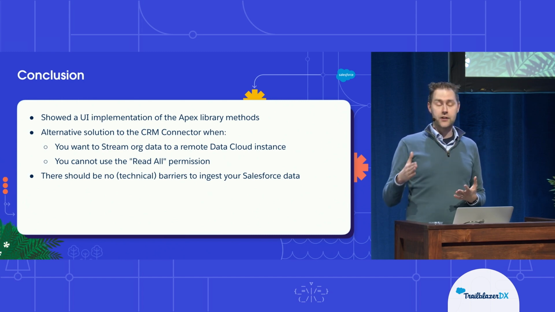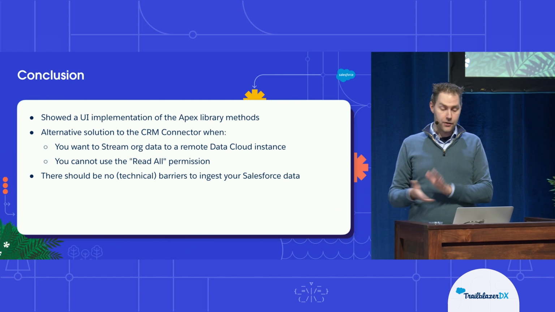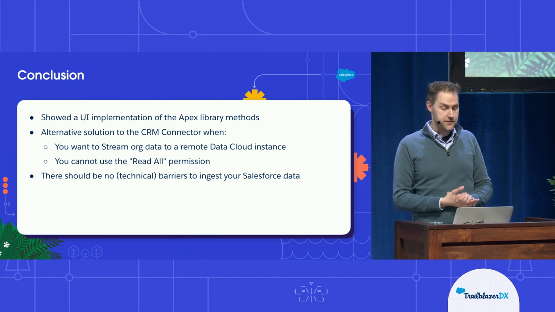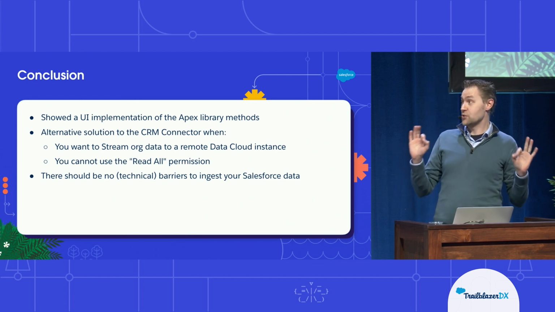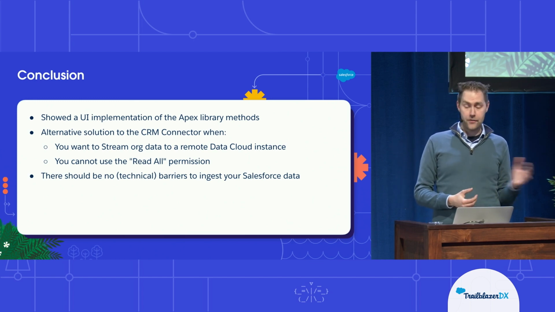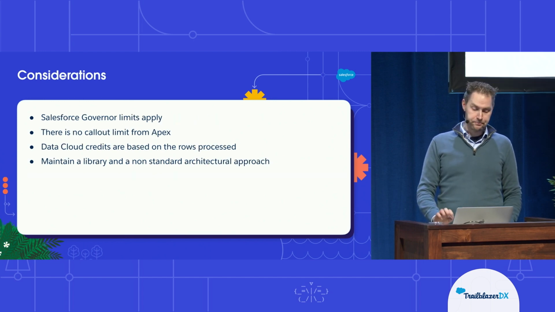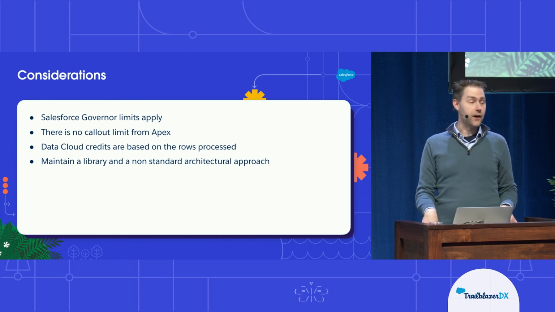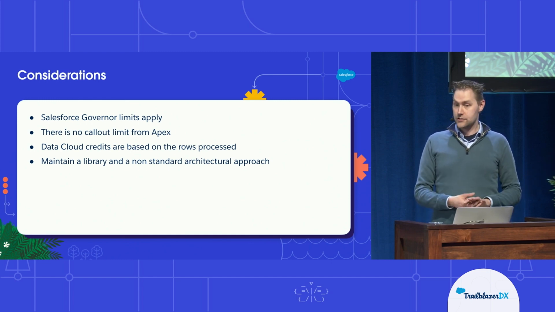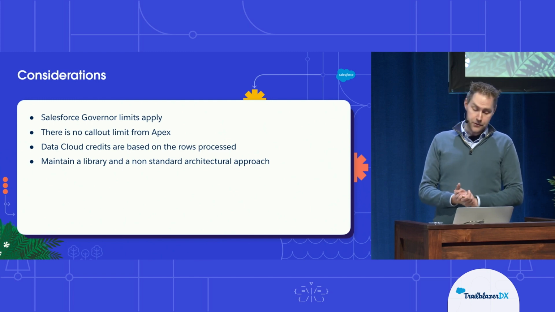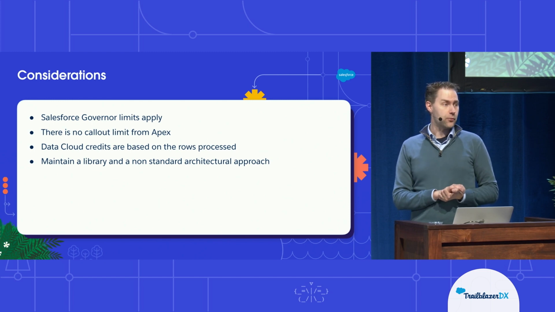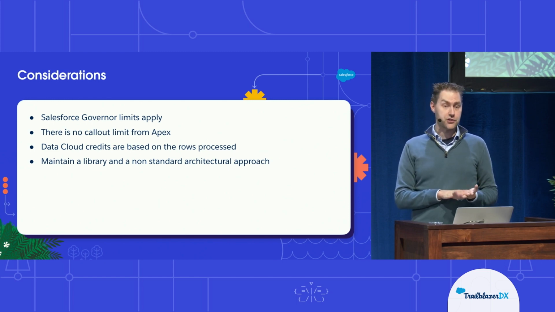which you would only need if you want to stream org data to a remote Data Cloud instance, or you cannot use the read-all permission on any of your objects. So there should be absolutely no technical constraints or barriers to ingest your Salesforce data. Now, there are a few considerations because we are a technical audience, so I have to name them. We are stuck with the Salesforce governor limits. So mainly the API limits we need to worry about, or the API size limits, because there's no callout limit from Apex per se, but the callout size you can do does apply.